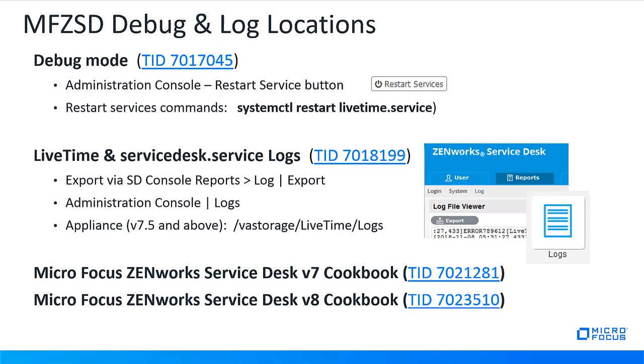You can export logs via the Service Desk console reports, go to the log and export, and this will give you the logs as well as environment information. You can also reference the administration console under the logs tile. And on the appliance itself, it's under VA Storage Lifetime Logs. There are two cookbooks out there, version 7, TID 7021281, and version 8, TID 7023510. These will give you comprehensive upgrade and install information, reference links to documentation and videos.